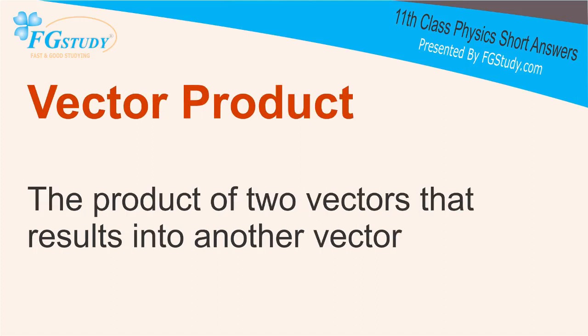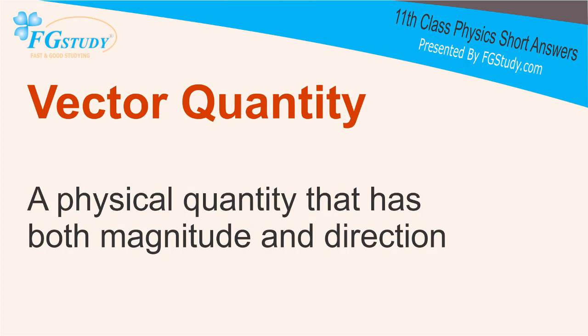Vector product, the product of two vectors that results into another vector. Vector quantity, a physical quantity that has both magnitude and direction.